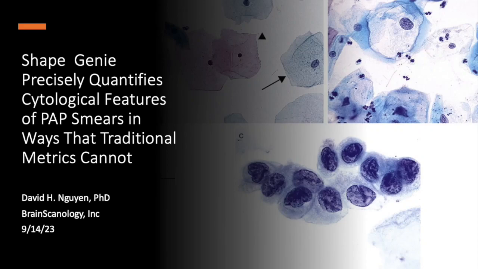Hi there, this is David Nguyen, CEO of Brain Scanology, and in this presentation I will discuss how Shape Genie can precisely quantify cytological features of PAP smears in ways that traditional metrics cannot. And when I say traditional metrics, I mean area, perimeter, and color intensity.